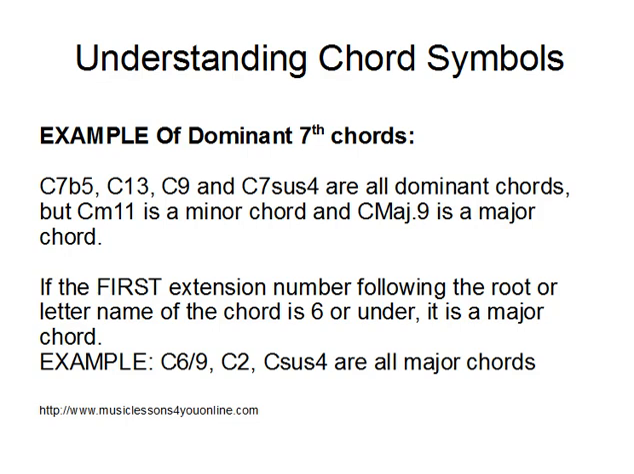Now here's an example of some dominant 7th chords. These dominant 7th chords, like C7 flat 5, C13, C9, and C7 sus 4, they're all dominant 7th chords, but C minor 11 is a minor chord and C major 9 is a major chord. So here's a little rule for dominant 7ths. This is where everybody gets a little confused. If the first extension number following the root or letter name of the chord is 6 or under, then it's a major chord. Okay, here's an example. C69, C2, C sus 4 are all major chords.